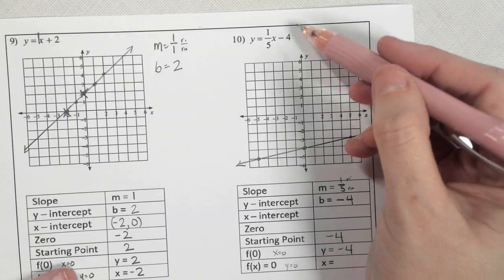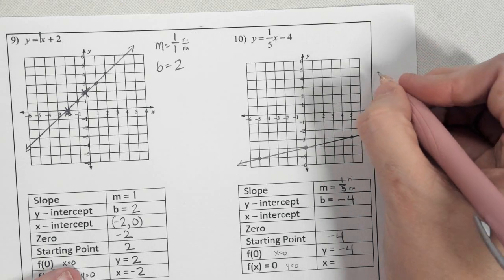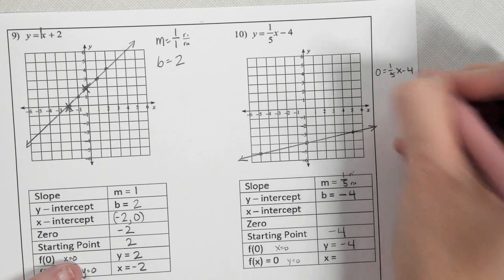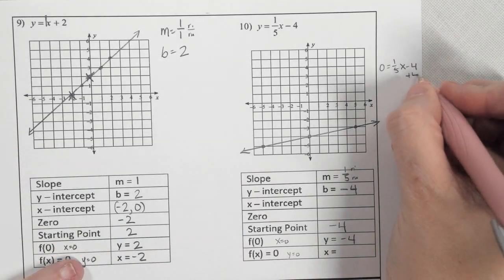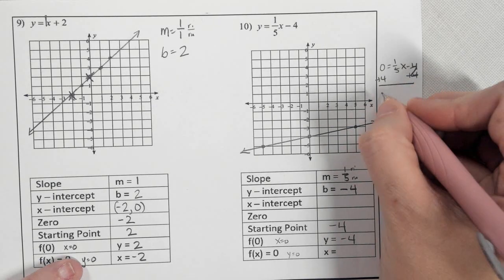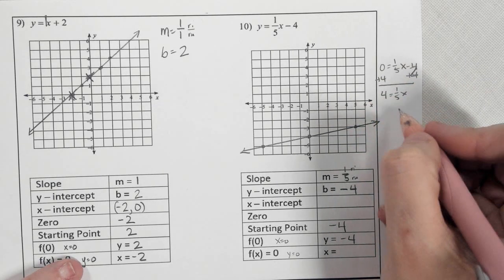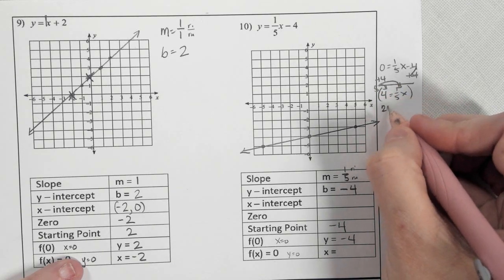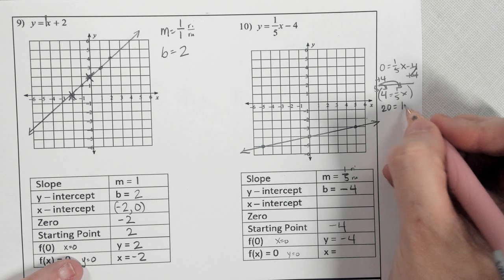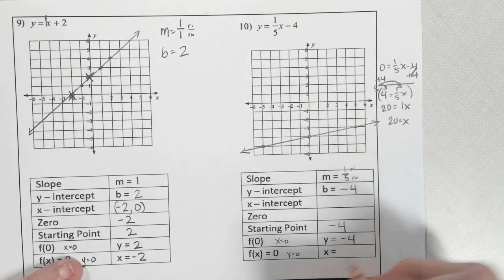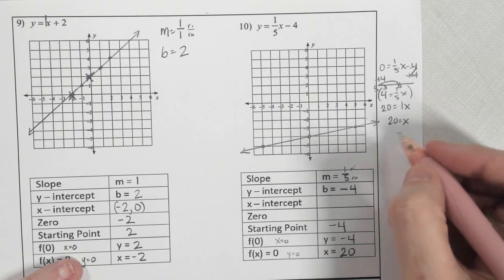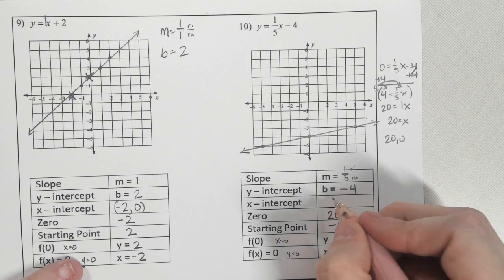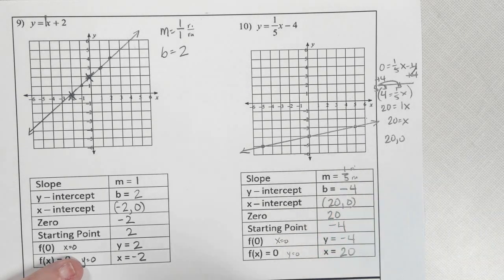To find that, I'm going to have to use the original equation and substitute in. So when y is 0, 0 equals 1/5 x minus 4. And I have to solve this equation. I add 4 to both sides. I get 4 equals 1/5 x. To get rid of a fraction, I multiply by the denominator. 5 times 4 is 20. 1/5 times 5 is 1x. So 20 is x. Well, that means my zero is 20, 0. My x-intercept is 20, 0.